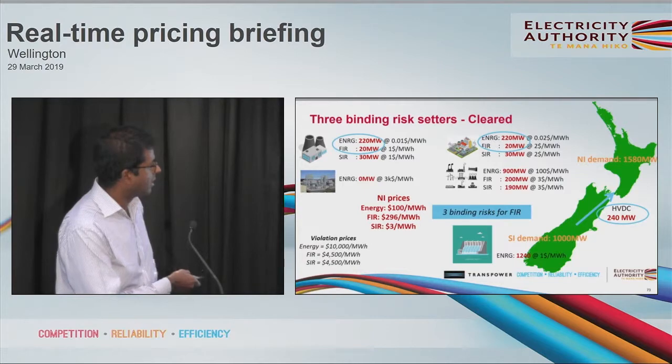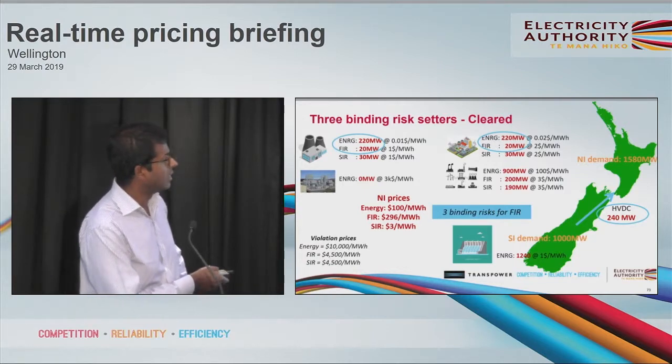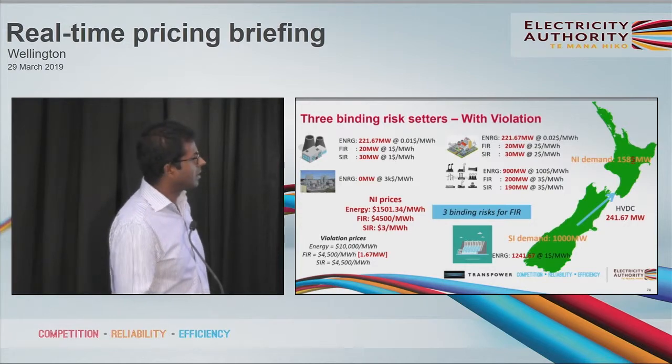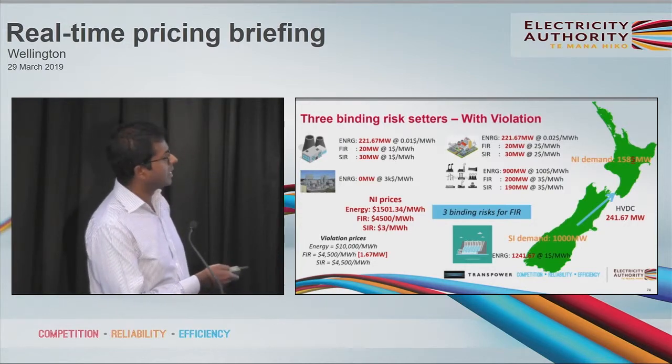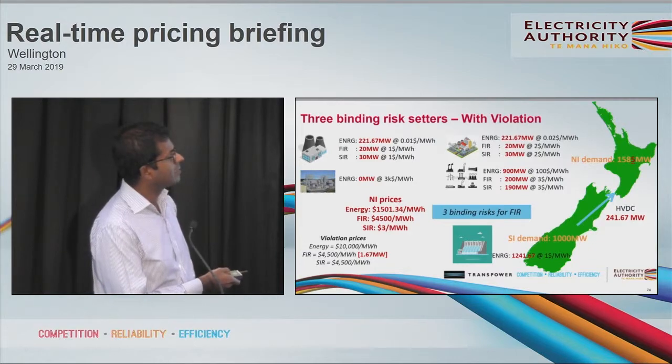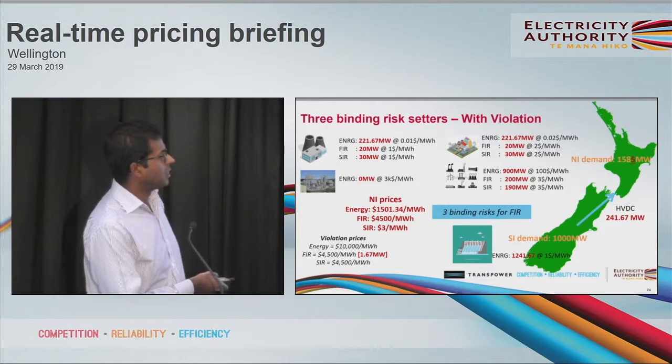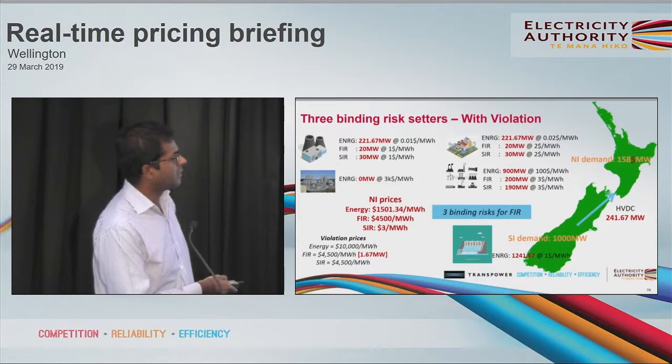So these multiplier effects still hold even when there's no scarcity. Okay, now suppose the demand increased slightly. So the demand increased by 5 megawatts. We've got the same situation, but now we're running into a bit of trouble. We're running out of North Island FIR.